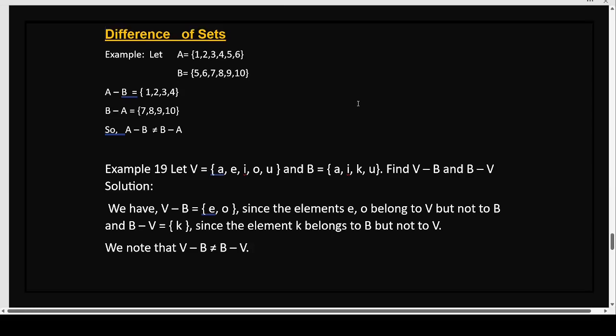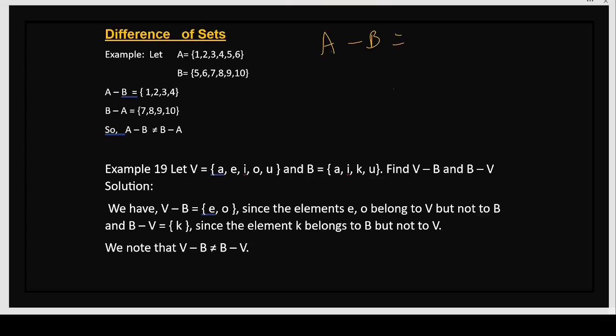Now see the difference of sets. What is the difference of sets? Let us see. Two sets are there. A is 1, 2, 3, 4, 5, 6. B is 5, 6, 7, 8, 9, 10. What is the difference of sets? Remove. Some A minus B, you wanted to write. This is the difference of sets.